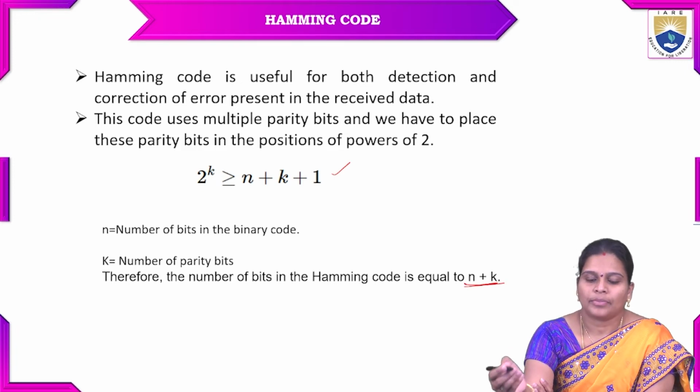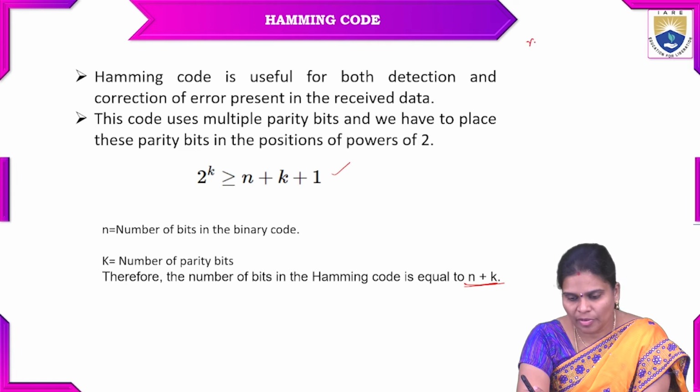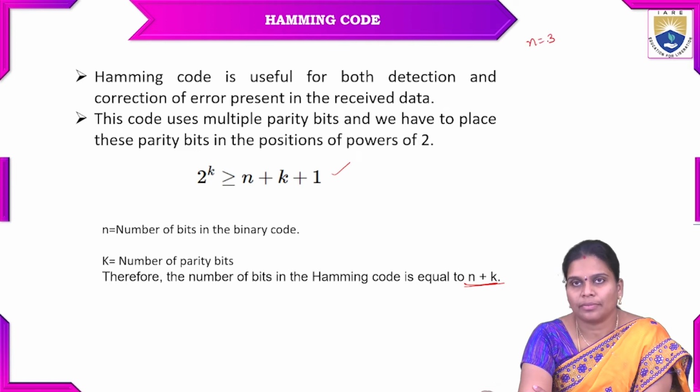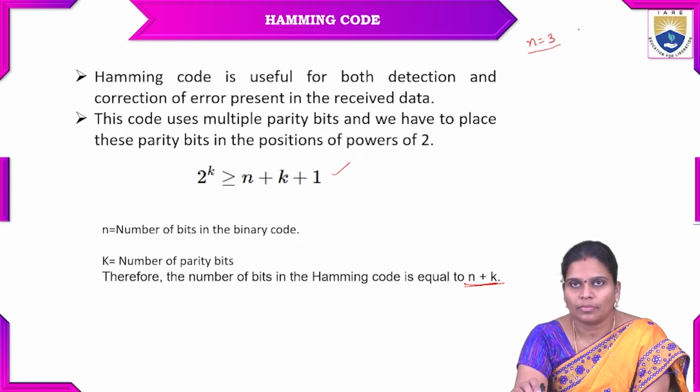For example, here we take n equal to 3. This means the total data is 3 bits. Whatever the data is, it should satisfy this condition. What is the condition? 2 power k greater than or equal to n plus k plus 1.